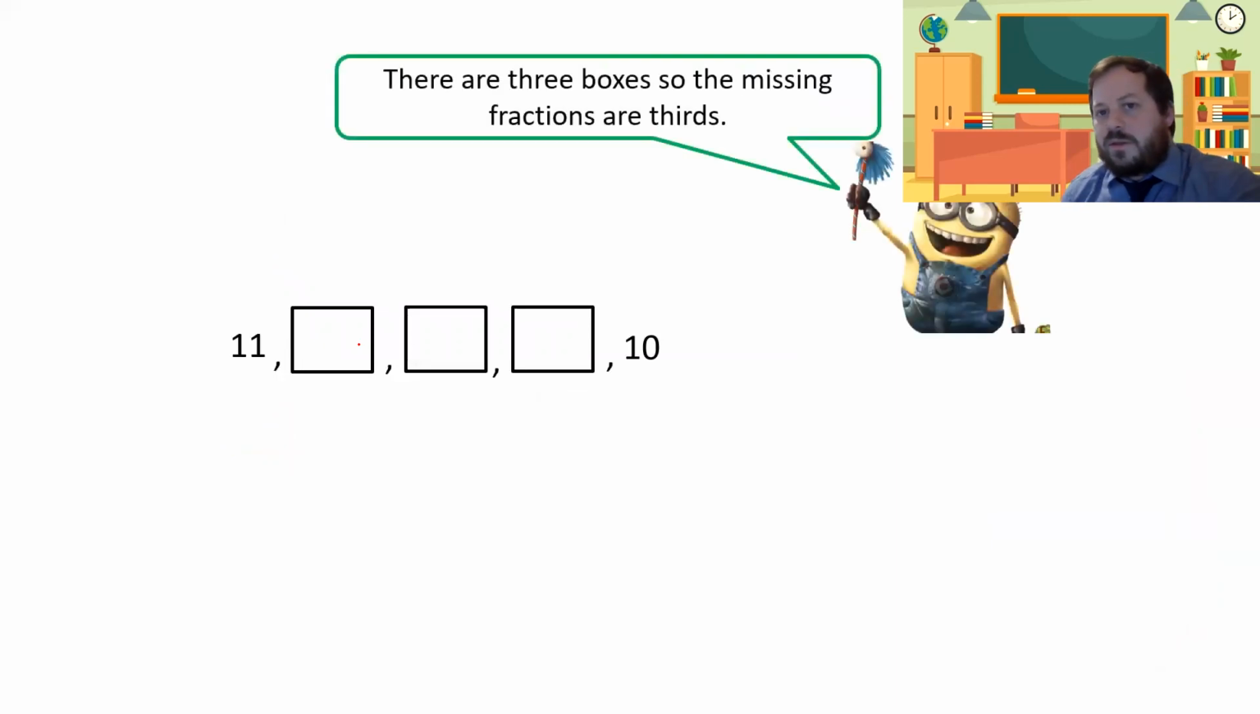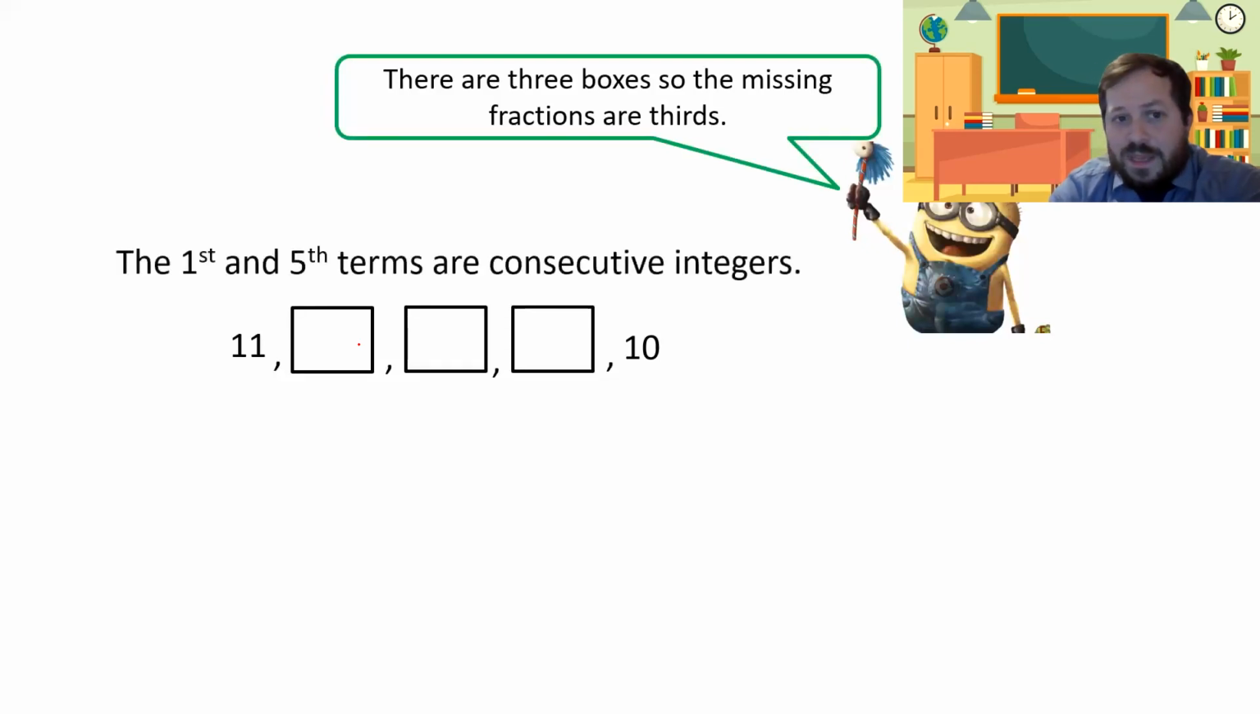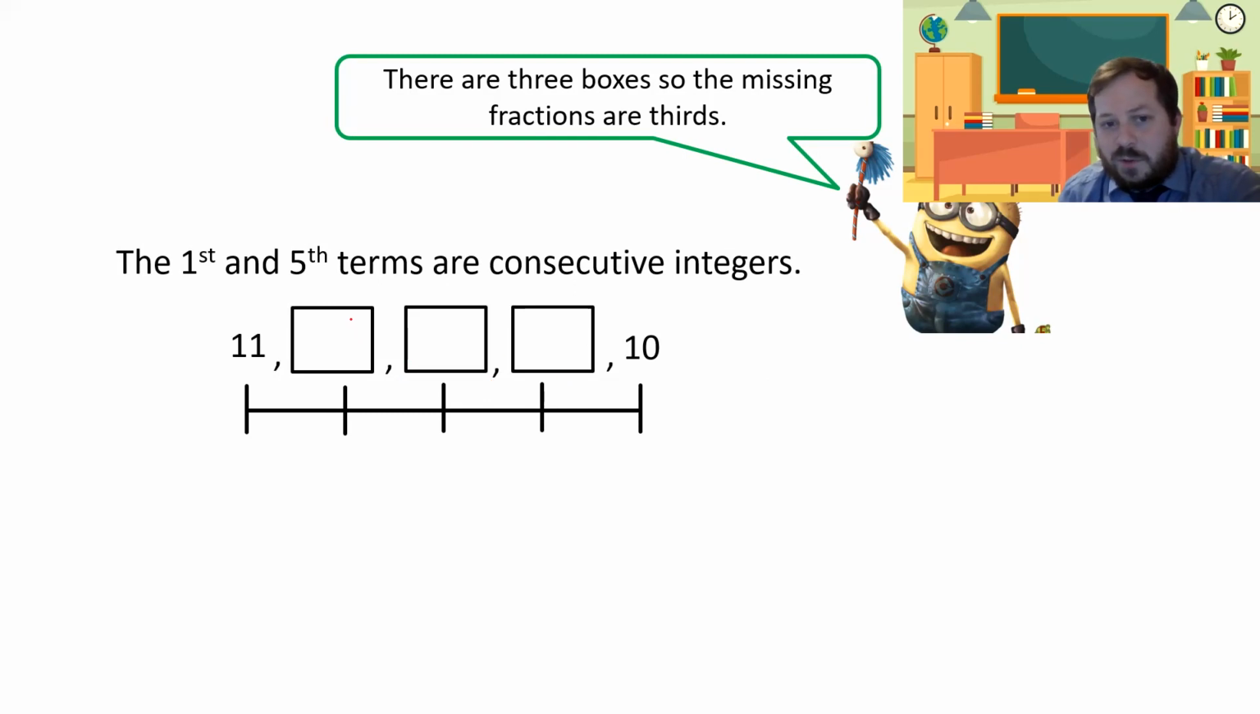Here's our next one. There are 3 boxes, so the missing factors are thirds. That's what the minion thinks. What do you think? Is he right or is he wrong? Well, unlucky for the minion, he's wrong. The first and the fourth terms are consecutive integers, 10 and 11. There's 4 jumps between them. And it's the jumps which are massively important, not the number of parts in between them, the amount of jumps. You go 1, 2, 3, 4.